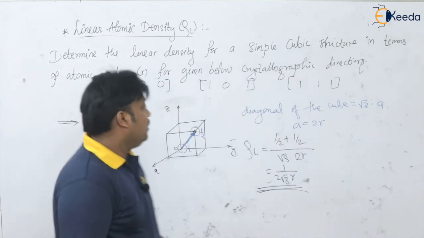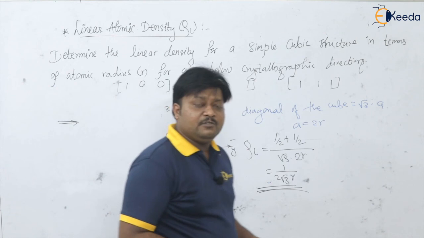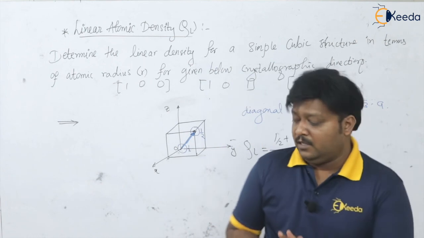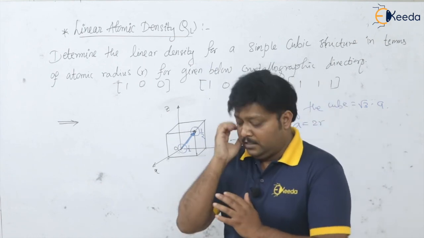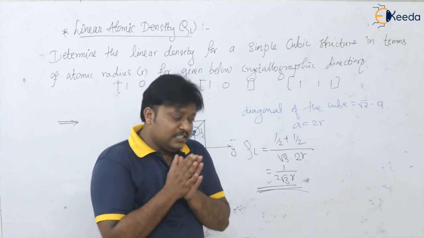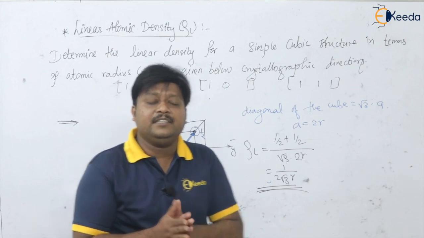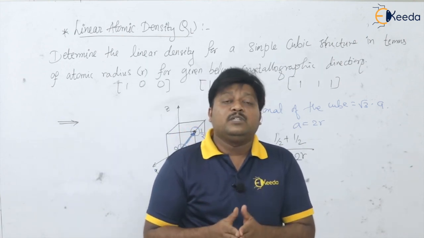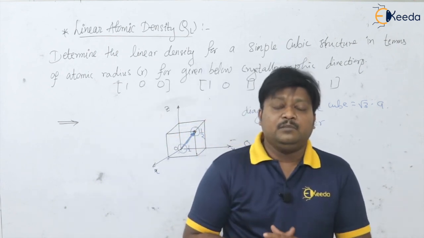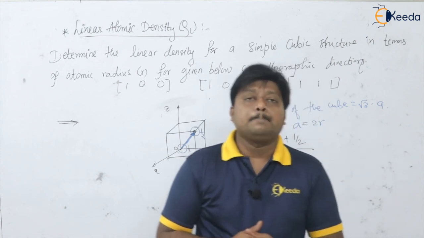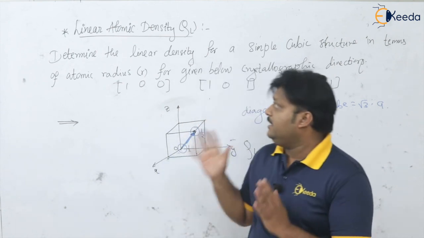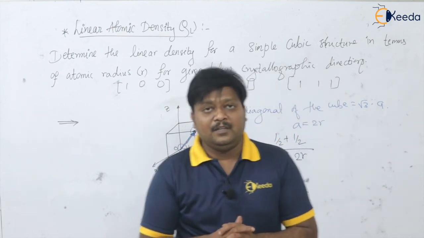Very easy. So in this way, we have seen the indexing of the lattices in the plane, where we have discussed what the crystallographic planes are, how they are represented, then how to represent a single plane, how to represent the family of planes. Then we have learned about the Miller indices, then some of its properties, and planar density, and finally the linear atomic density. Thank you so much.